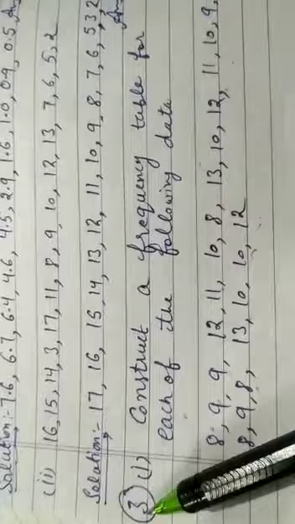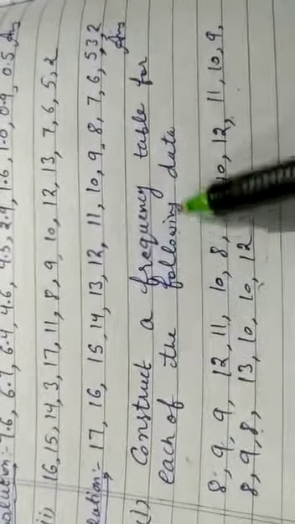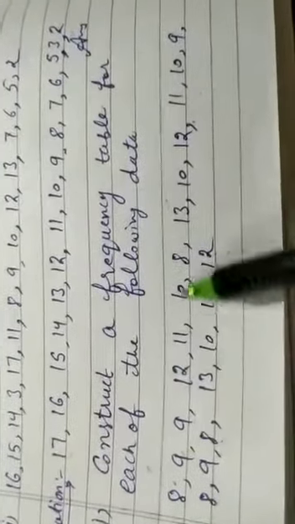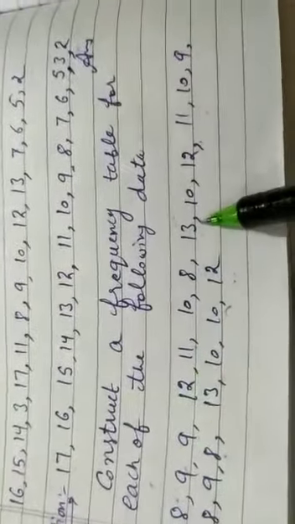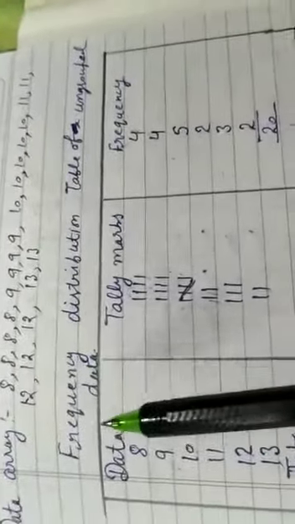Now third sum, first part: construct a frequency table for each of the following data. Now we have to arrange the data in a frequency table. Data is given. First we will arrange the data in ascending order. After arranging in ascending order, we will count the numbers, then we will make the frequency distribution table of ungrouped data.